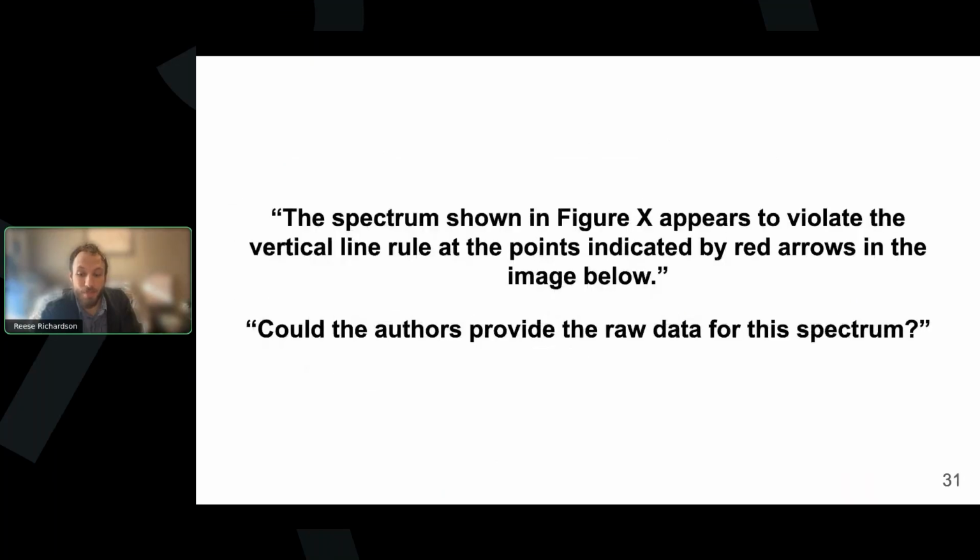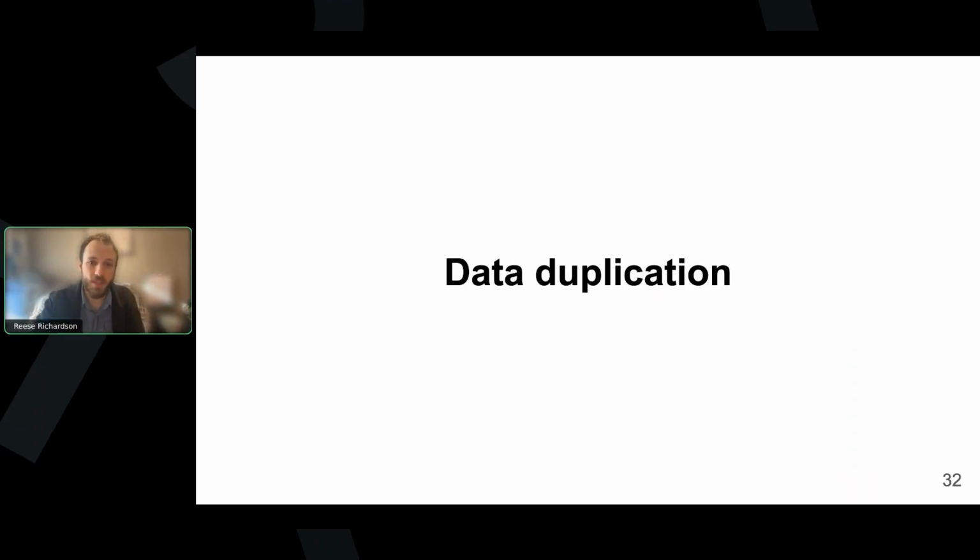So again, the best thing to do in this case is to make your observations public, because otherwise this remains in the scientific literature unannotated. So you can go on PubPeer and you can say, this seems to violate the vertical line rule. Could the authors provide the raw data? I'll stress that point that Jack made earlier, that if you can inspect the raw data, it makes it much easier to rule out if something actually went wrong in the preparation of this data set.